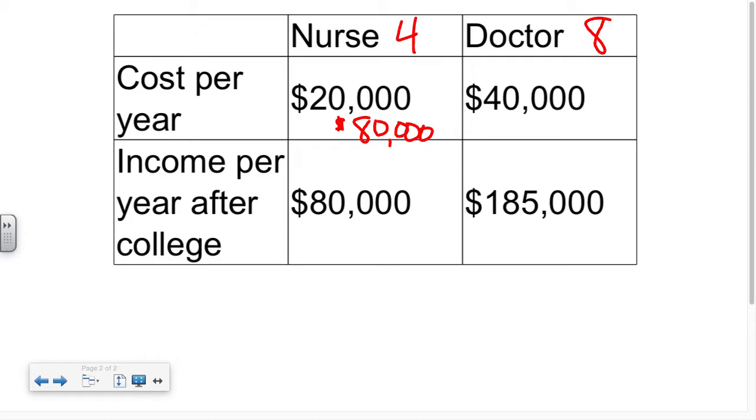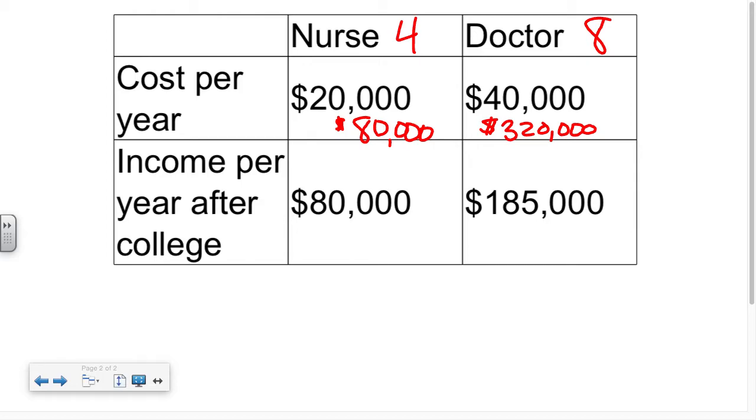So that's $80,000. Now on the other side, becoming a medical doctor means that I'm going to end up spending $40,000 a year for 8 years. This degree is going to cost me $320,000. That's a lot of money. I'm looking at the options and I'm like, well, I could save so much more money if I become a nurse rather than become a doctor.